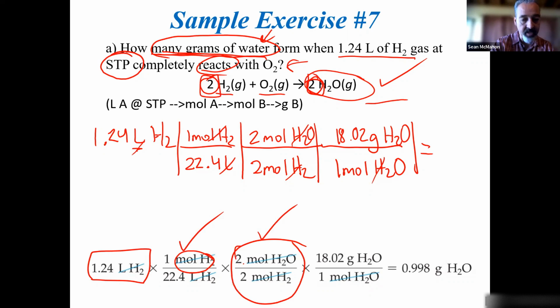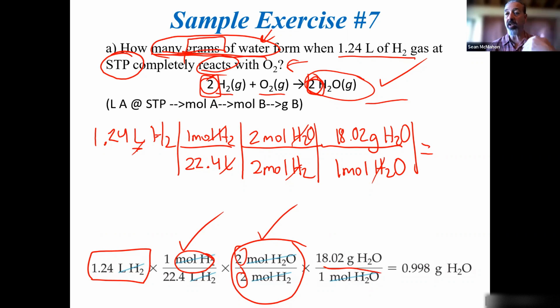Notice I write it out. Don't do 1, 1 because people get lazy. They don't look at the coefficients. They always write 1, 1 and you get it wrong. And then the last step, convert the wanted moles, the moles of the substance you want, to the unit. We wanted grams. So I converted it.